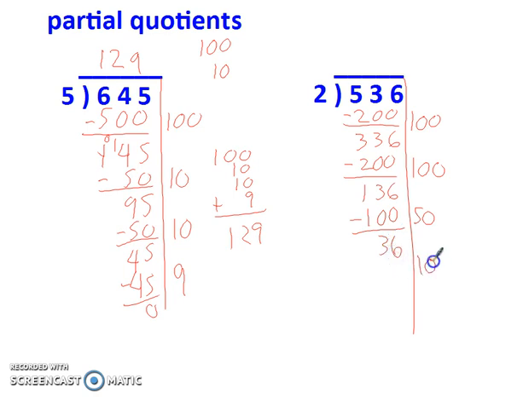Oh, 2 times 10, that's 20. Subtract, I'm at 16. How many 2s in 16? 2, 4, 6, 8, 10, 12, 14, 16. 8 of them. And now when I subtract, I'm finished. 100, 200, 250, 260, 268.